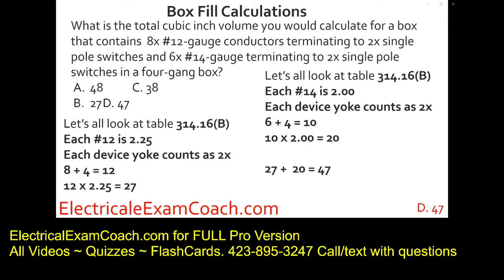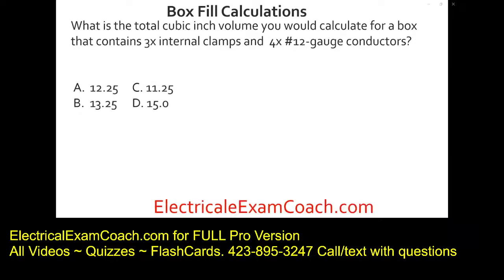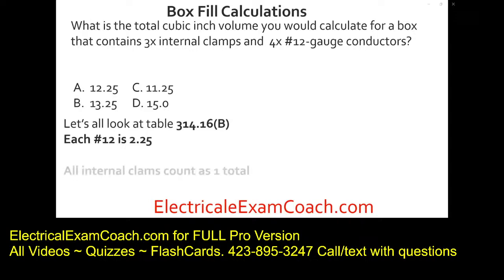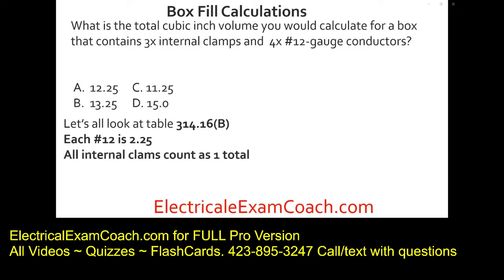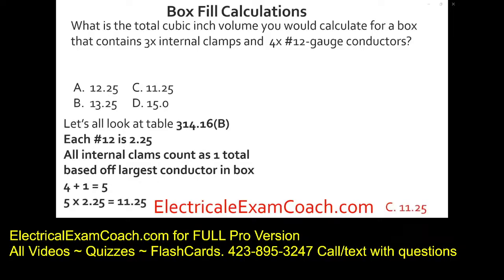Let's get to it. What is the total cubic inch volume you would calculate for a box that contains 3 internal clamps and 4 12-gauge conductors? We head to our table. We know what each 12 is. All internal clamps count as 1 total based off the largest conductor in the box. We only have 1 size wire in the box, so we're good to go. We take our 4 original conductors plus our 1 clamp count, and that equals 5. We bear our math out, and we select C.